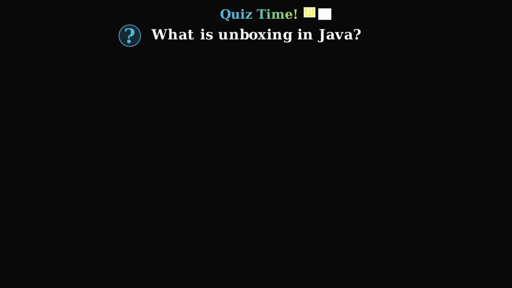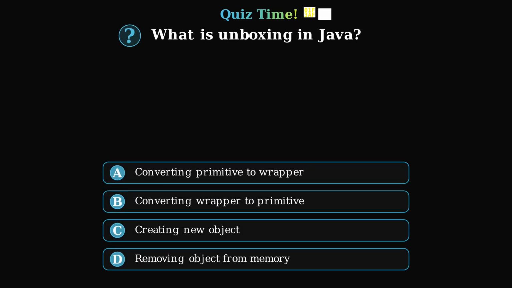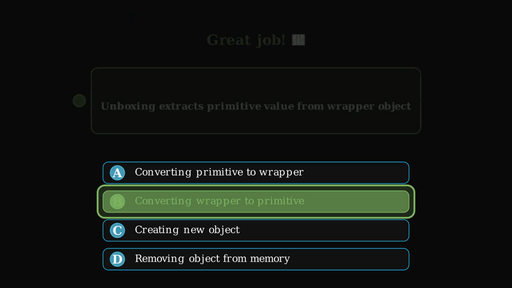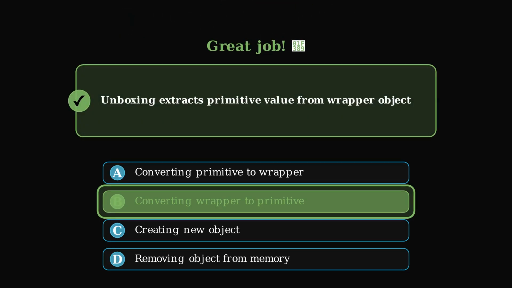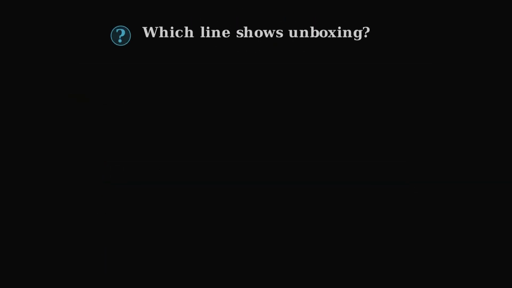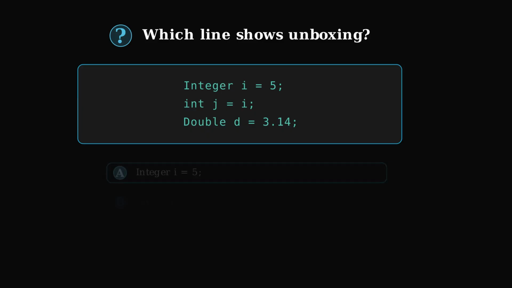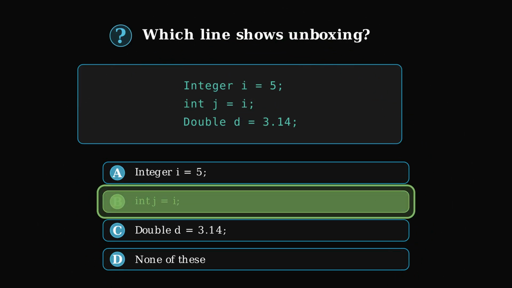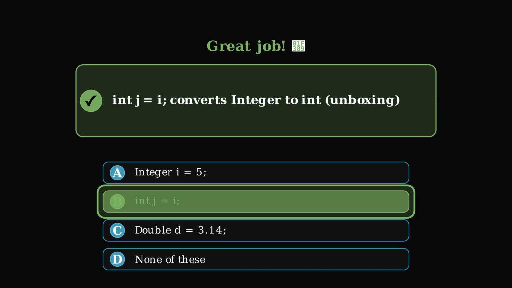Quiz time. Test your understanding. What is unboxing in Java? Which one is correct? The correct answer is unboxing extracts primitive value from wrapper object. Which line shows unboxing? Which one is correct? The correct answer is int j equals i, converts Integer to int. Unboxing.